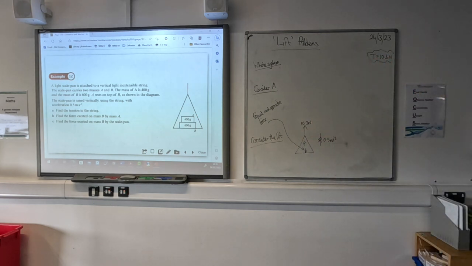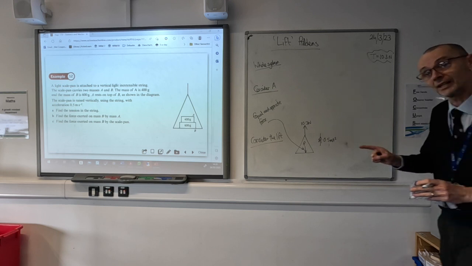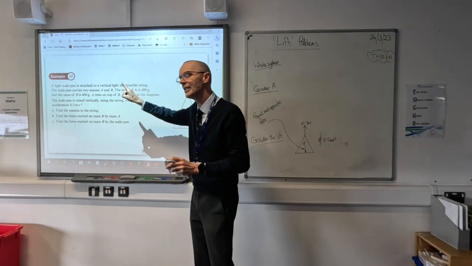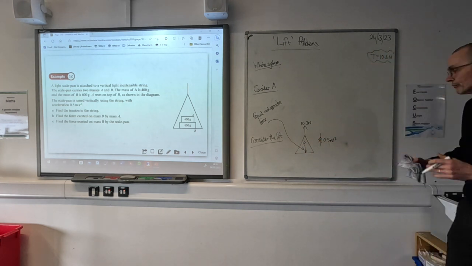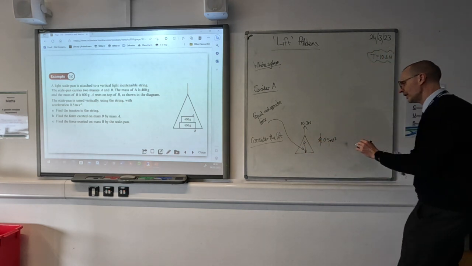So it's a really simple situation. And oh, hang on a minute, have I forgotten the mass of the lift again with a weight? Well, no, in this case, it's a light scale pan. There is no mass, so there's no extra force this time. So it's really, really easy.